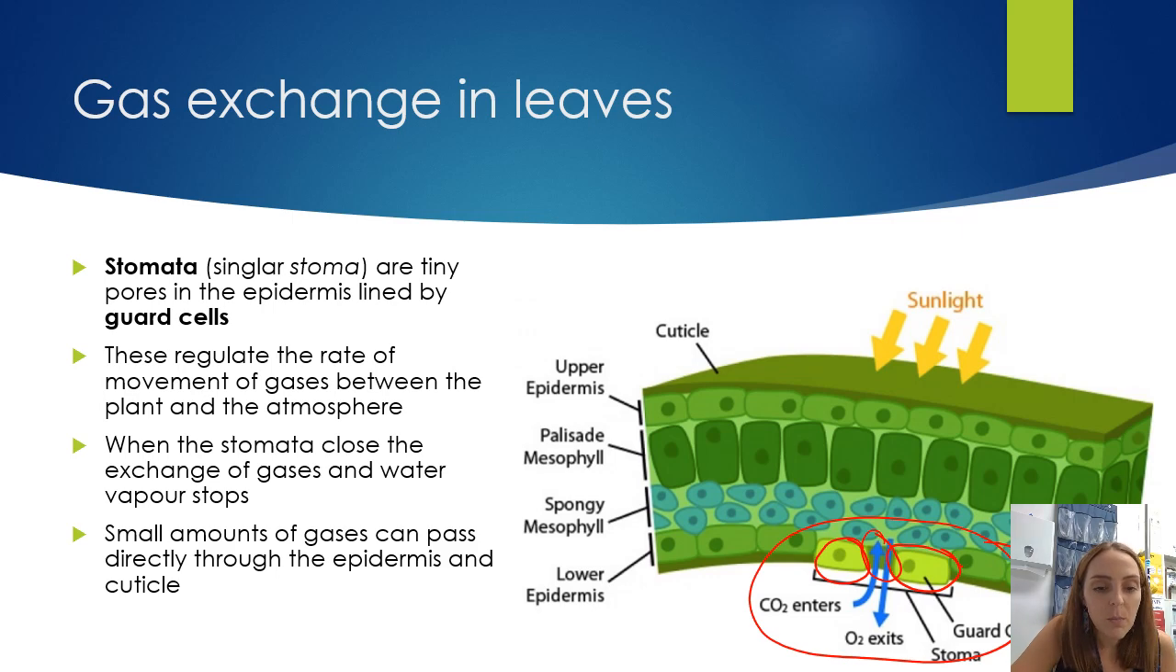Now, some small amounts of gases can pass directly through the epidermis and the cuticle via simple diffusion, but the bulk of the gas exchange happens in this massive pore known as the stomata. Now, it's not actually massive, but it's like a channel protein. Compared to just simply diffusing across the cuticle, it's going to be allowing a lot more gas to pass through.